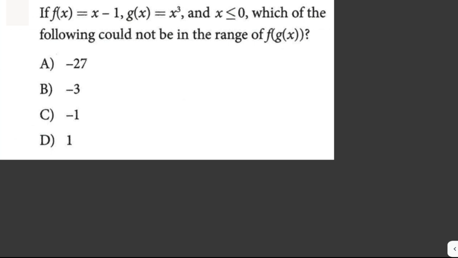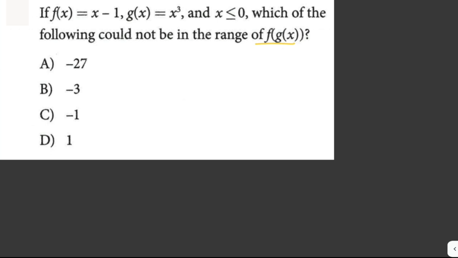If f of x equals x minus 1, g of x equals x cubed, and x is less than or equal to 0, which of the following could not be in the range of f of g of x? Now to solve this problem, we are asked which could not be in the range of f of g of x.